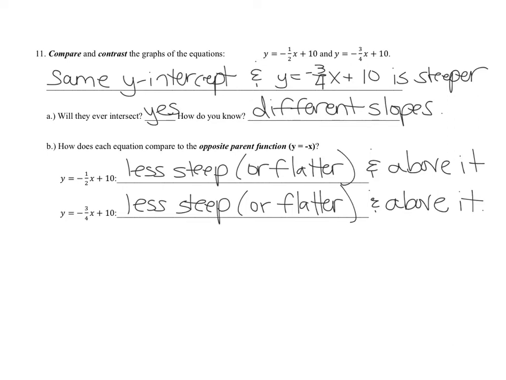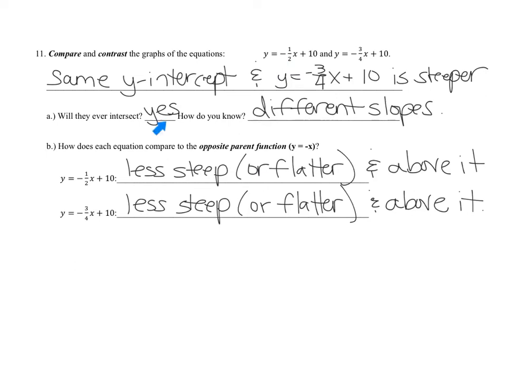Right? So now think about it: the absolute value of negative 1/2 is 1/2, and the absolute value of negative 3/4 is 3/4. So if you think about this, 1/2 is smaller than 3/4, so this one is going to end up being steeper. So I just said this one is steeper. If you wanted to say this one was flatter or less steep, that's totally fine as well.